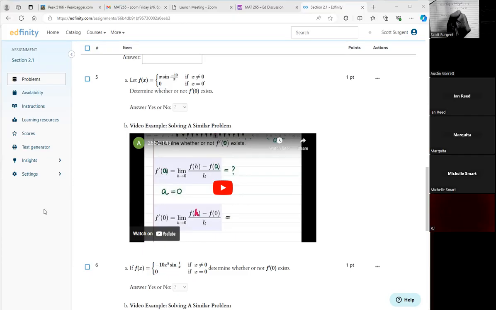You have x times sine of negative 10x, and the other one is negative 10x to the 8 times sine of 1 over x. All right, I'm going to temporarily go away from this screen.